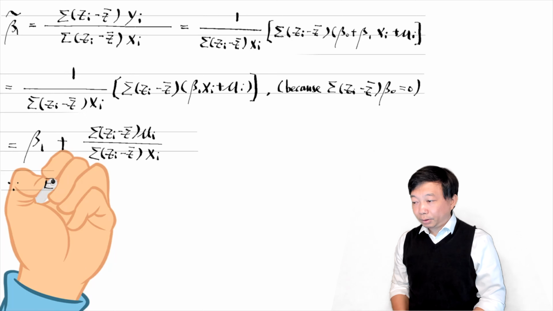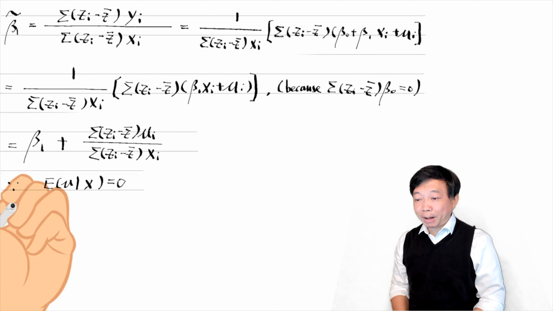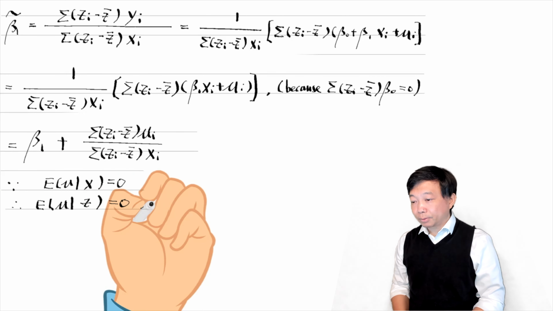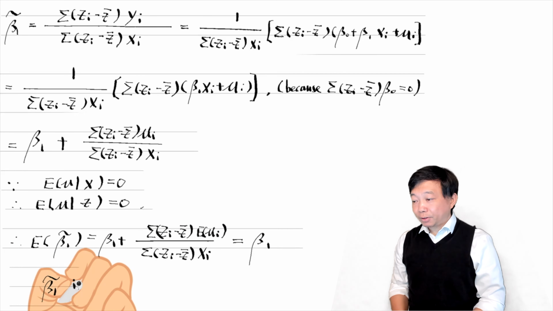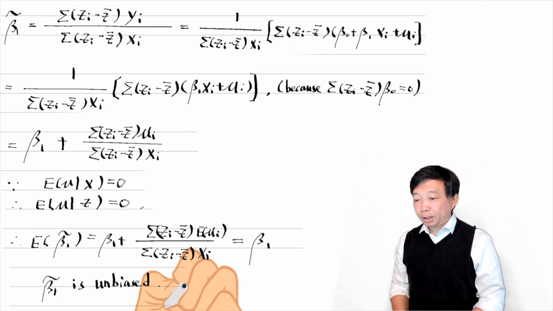Under the zero conditional mean assumption, the expected value of the second term is 0. Thus, the expected value of the estimator beta 1 tilde equals the population parameter beta 1. In other words, the estimator is unbiased.